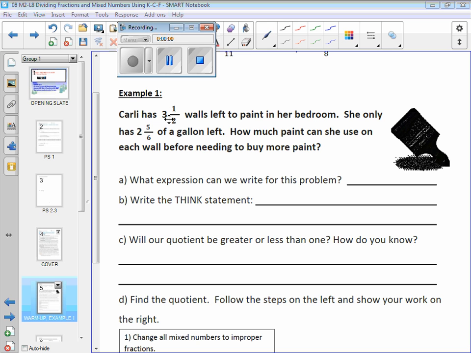Again, what's our division expression? What divided by what? How many have 3.5 divided by 2 and 5/6? Better be careful. This is something that you guys are having trouble with, is the order.